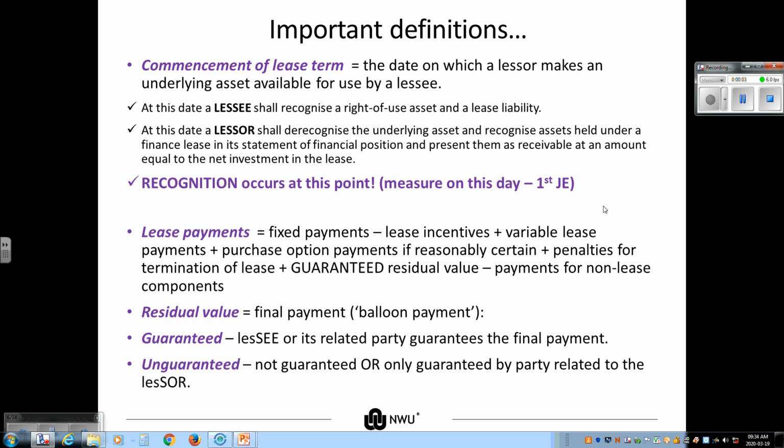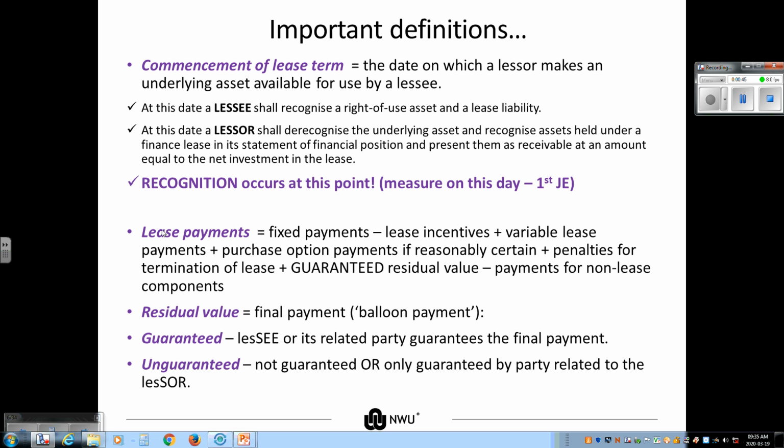Let's continue in this third video where we left off the previous time. If we look at the definition of lease payments, you will see that you have to consider quite a few items. First one is fixed payments, which will be the same payments that you'll make either monthly, yearly, quarterly, and so forth, minus any lease incentives that the lessor maybe will pay over to you, plus any variable lease payments, purchase option payments if we are reasonably certain we will pay this amount, any penalties for the termination, plus the guaranteed residual value, minus payments for non-lease components.